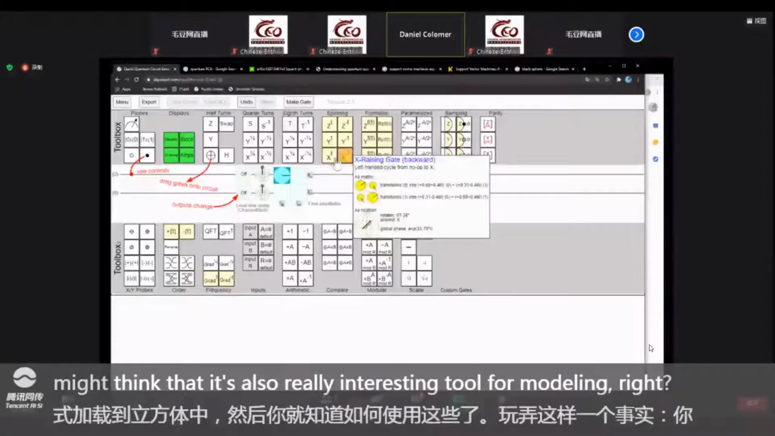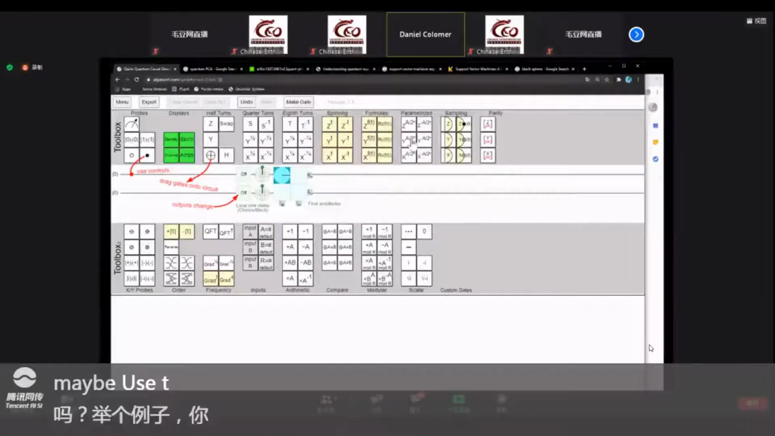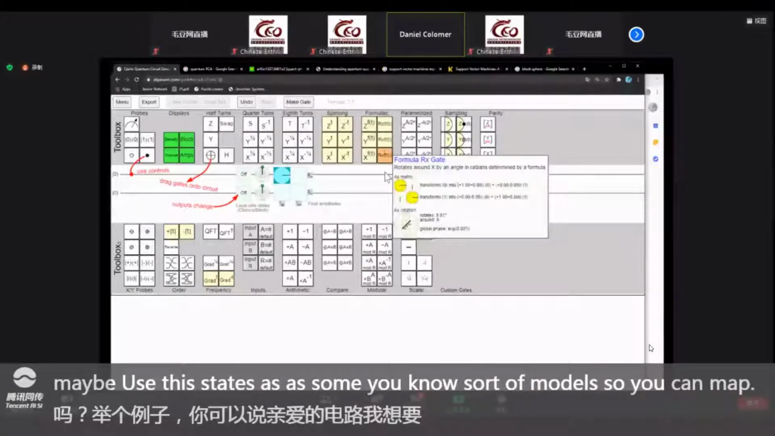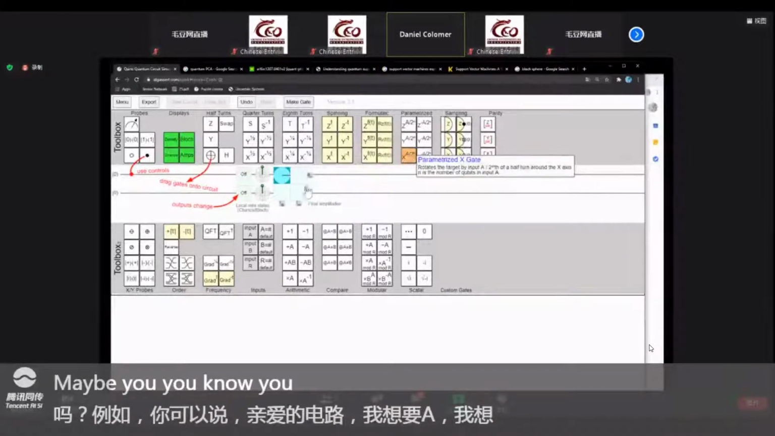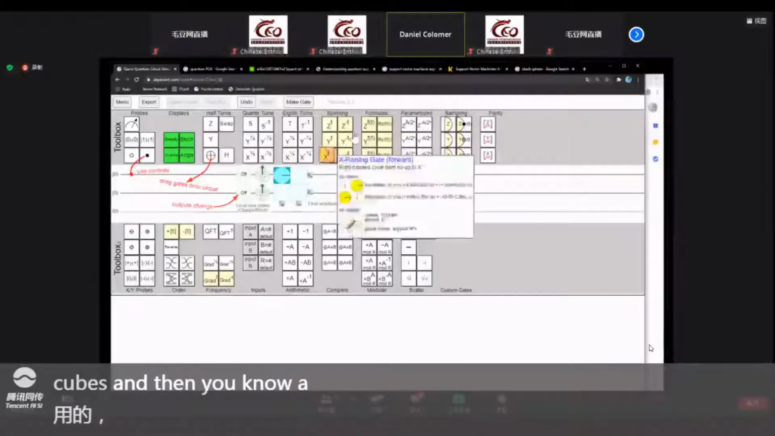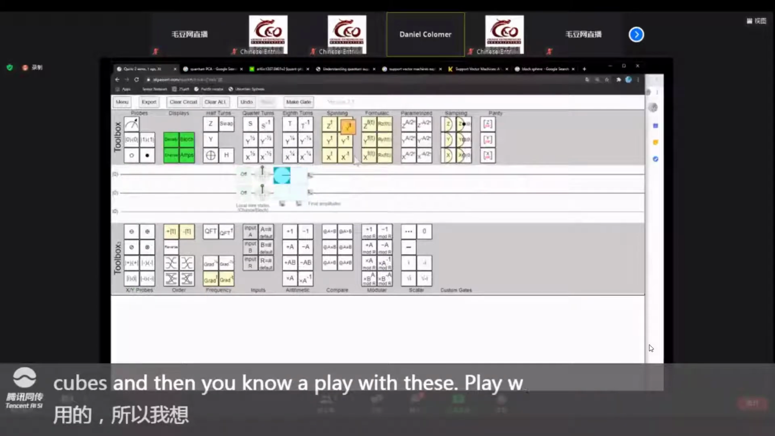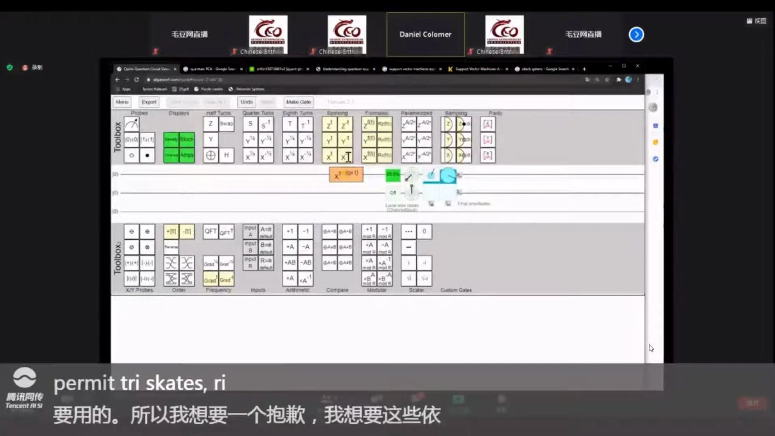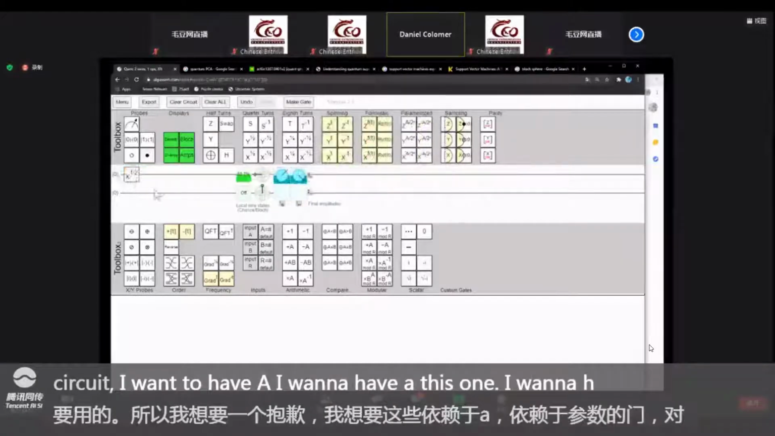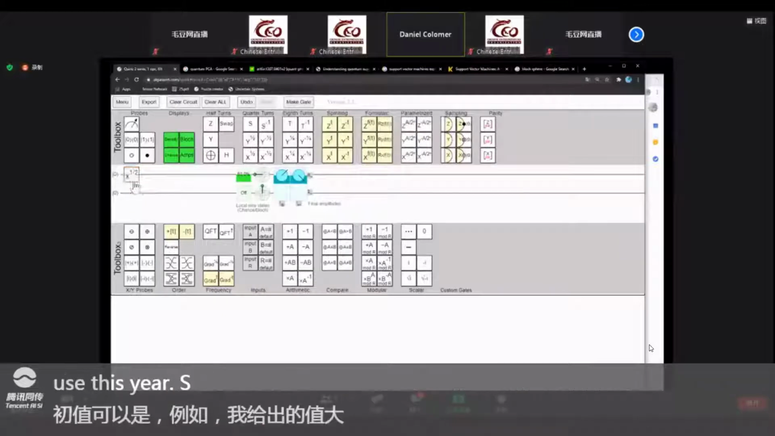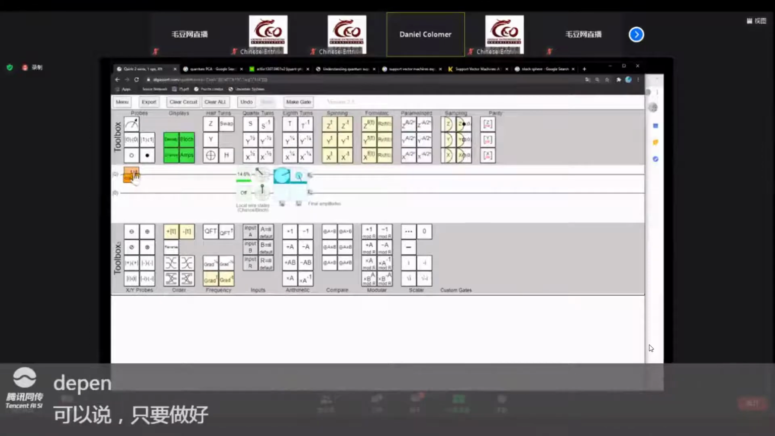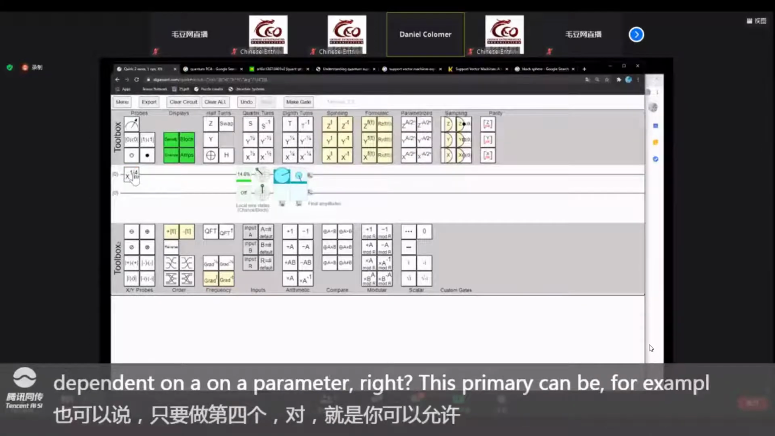So for example, what you can do is say, dear circuit, I want to have this gate, which is dependent on a parameter, right? And this parameter can be, for example, I give you the value of 1/2. And so now this is going to do half of an X gate, right? But I can also say, just do a 1/4, right? And so you can parameterize these gates, and you can think that, well, that's interesting, right?